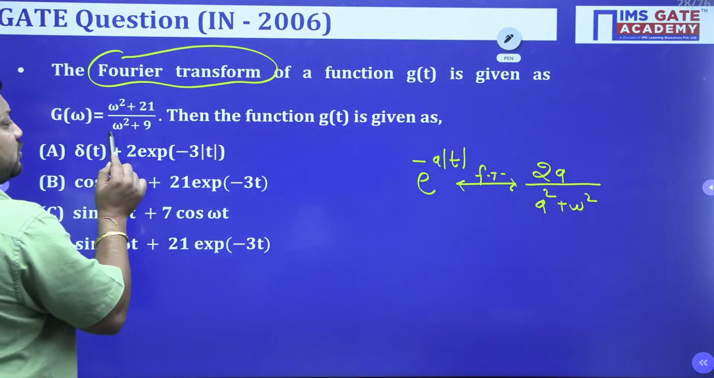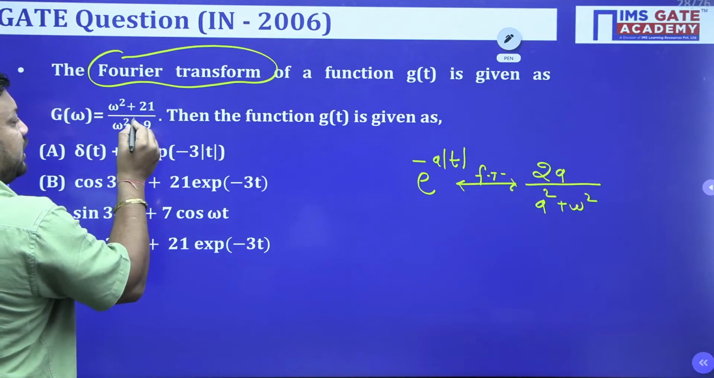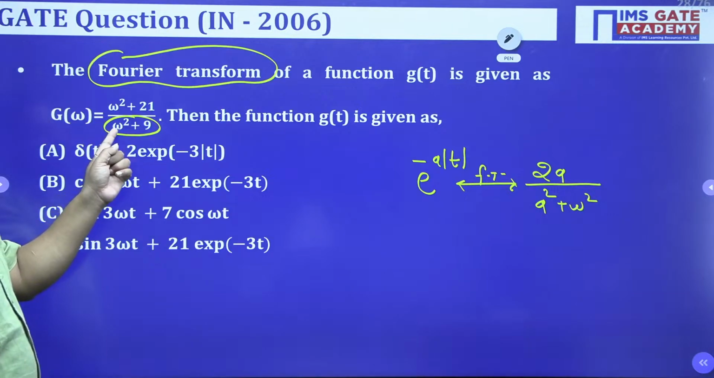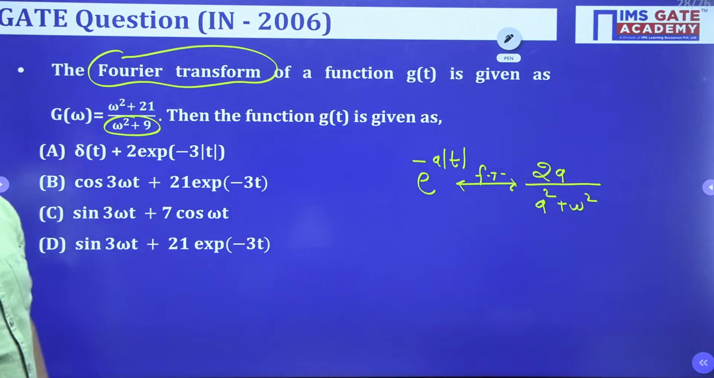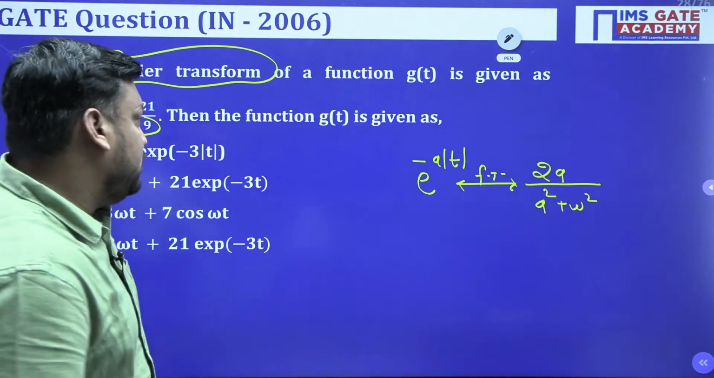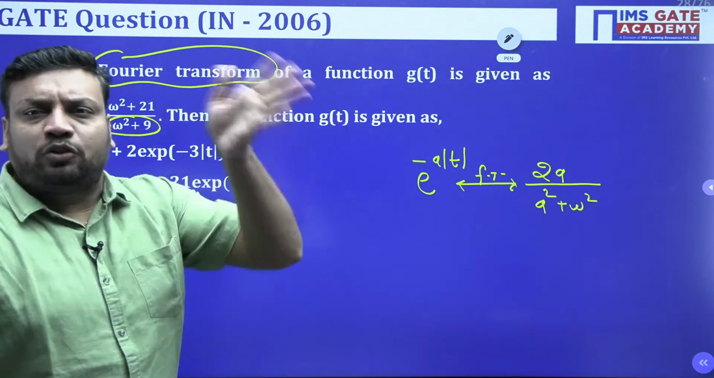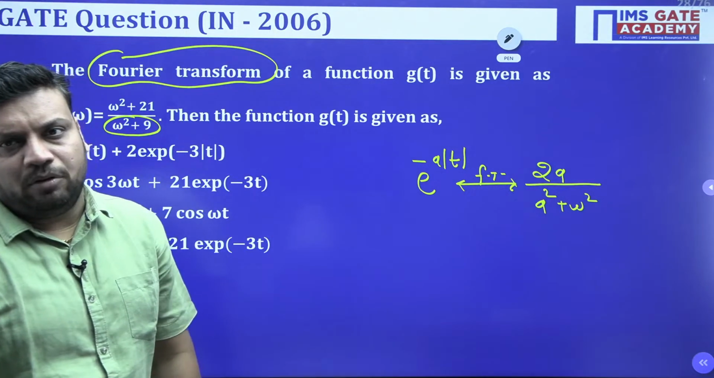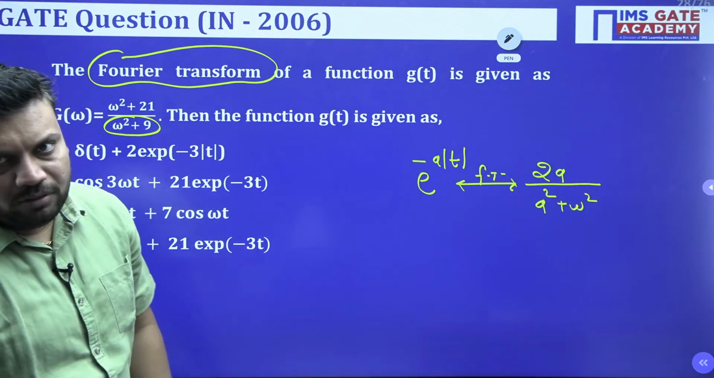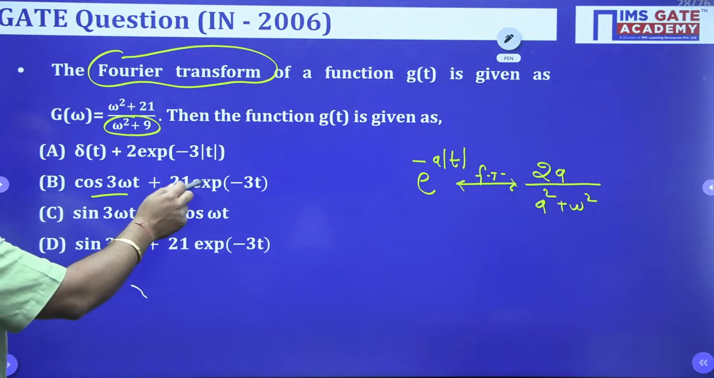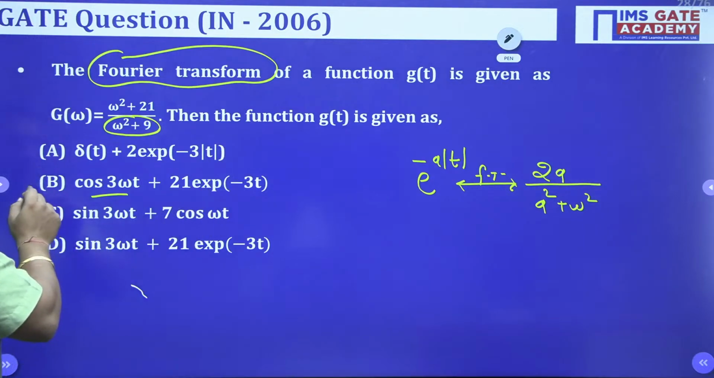Because here omega square plus 9 is there. So it is very easy for me to identify omega square plus a square, and the a value is 3 only. So e to the power minus a mod of t for sure will come. It is not there in the option. Cos omega will not come definitely. E to the power minus mod will come. Mod is not there, so B is wrong.